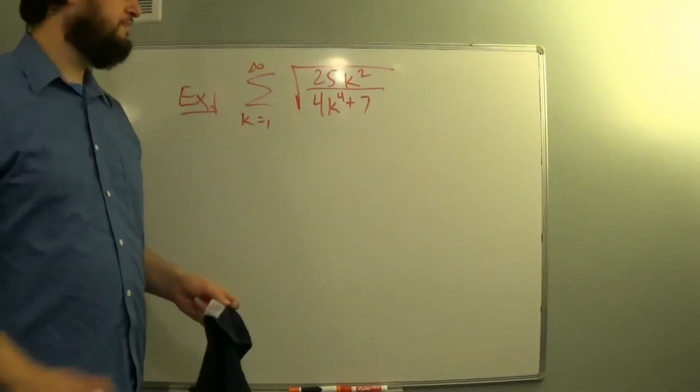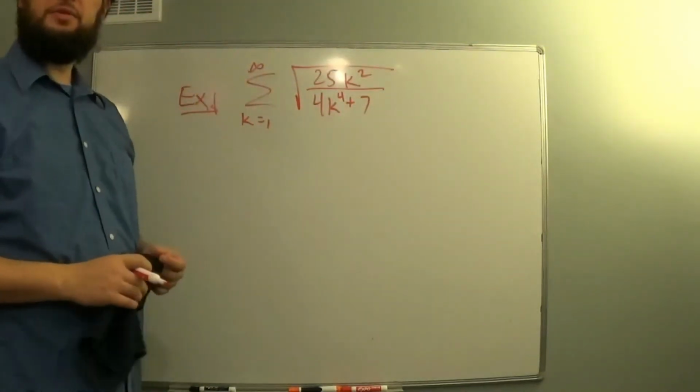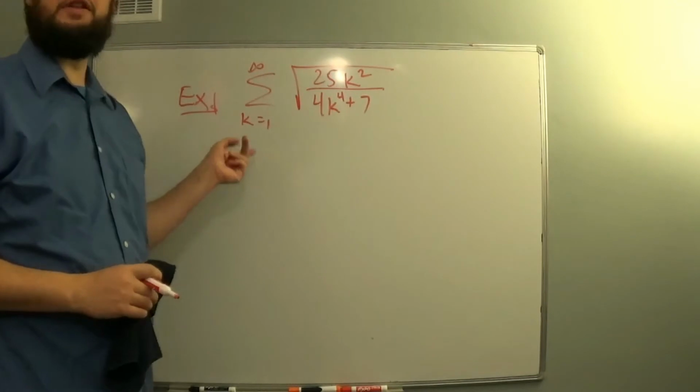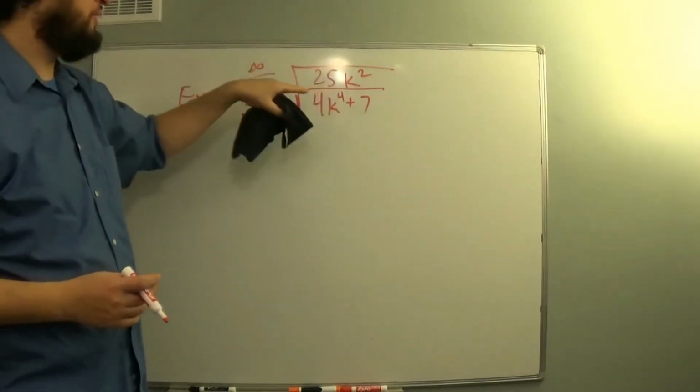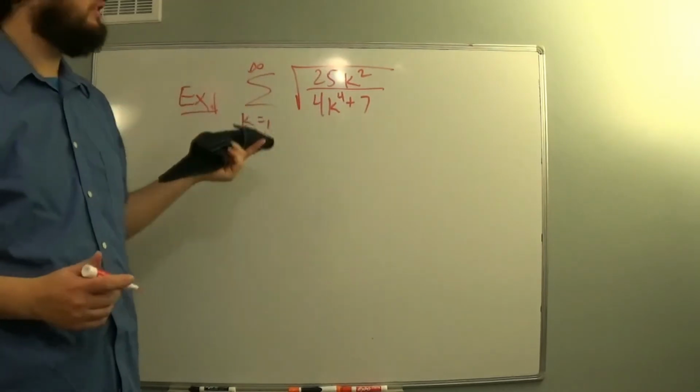Let's determine the convergence or divergence of the given series. Alright, and so our basic strategy is always the same. What are the biggest degree terms in the top and the bottom?